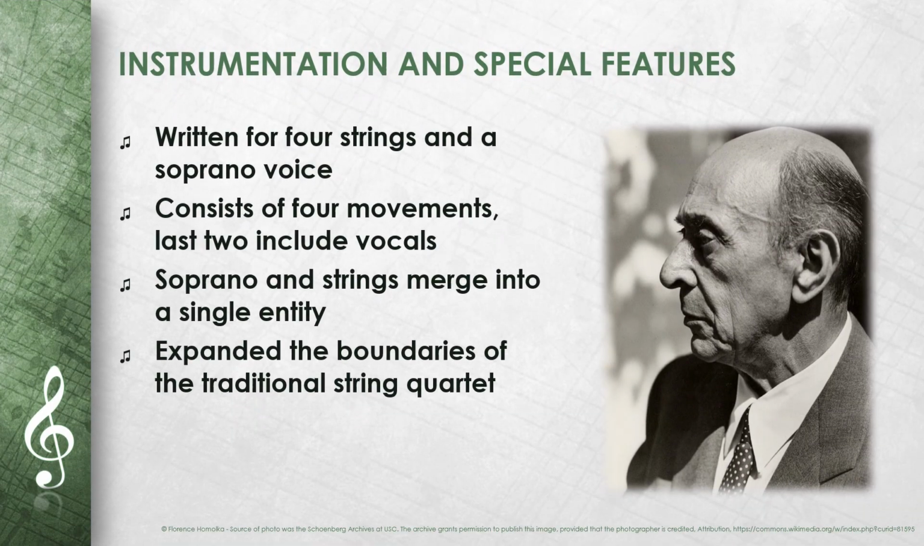The String Quartet No. 2 is unusual because it was written for 4 strings and a soprano voice. It consists of 4 movements, the last 2 of which contain vocals. Soprano and strings merge into a single unit. This combination creates a unique sound world. With this instrumentation, Schoenberg expanded the boundaries of the traditional string quartet.